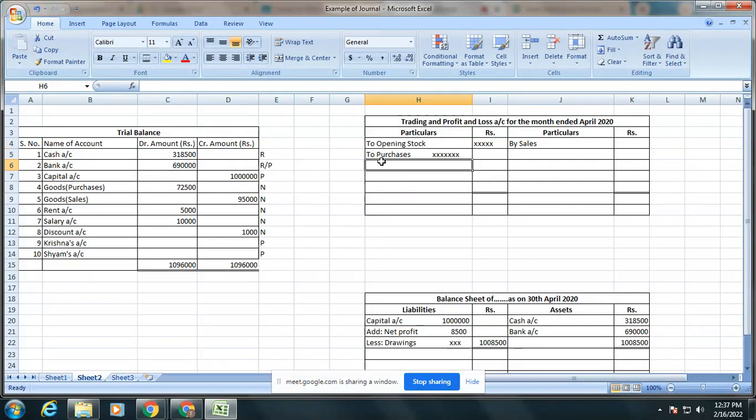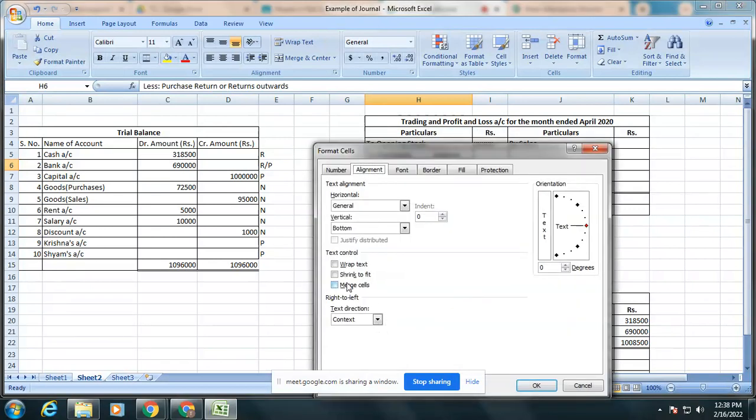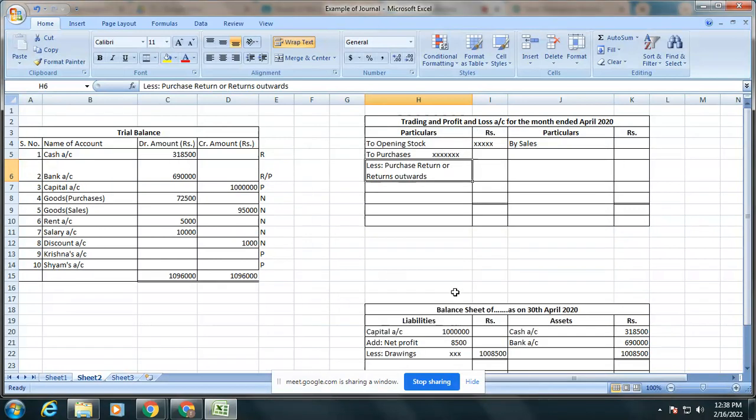The next line I write down is less purchase return, or return outwards. Like it is common with every person that is making a purchase, sometimes when we buy a product, we either don't like it later on or we find that it is not as good as it was promised to be. So we return a certain amount of product.